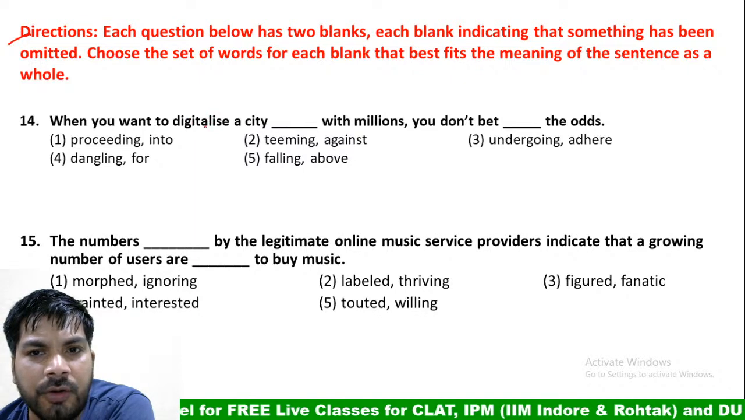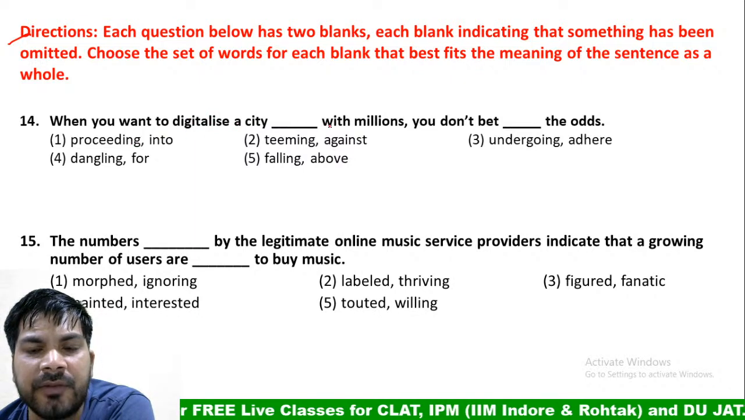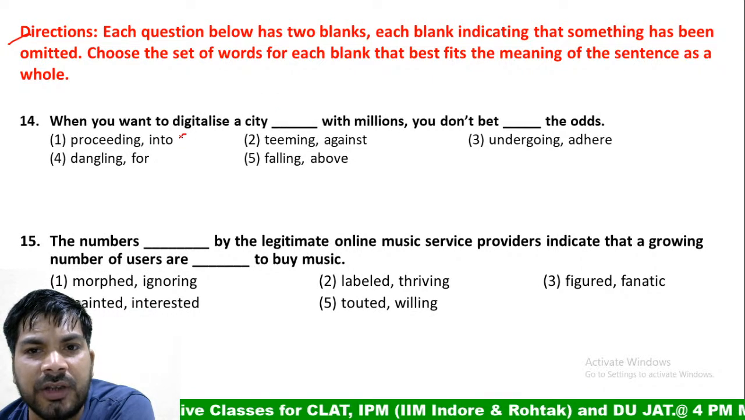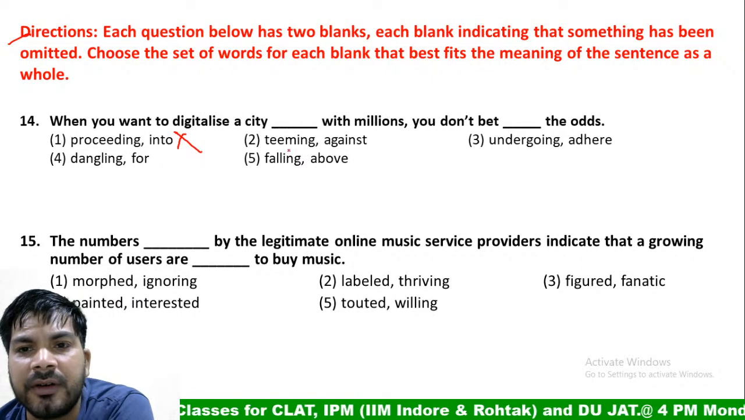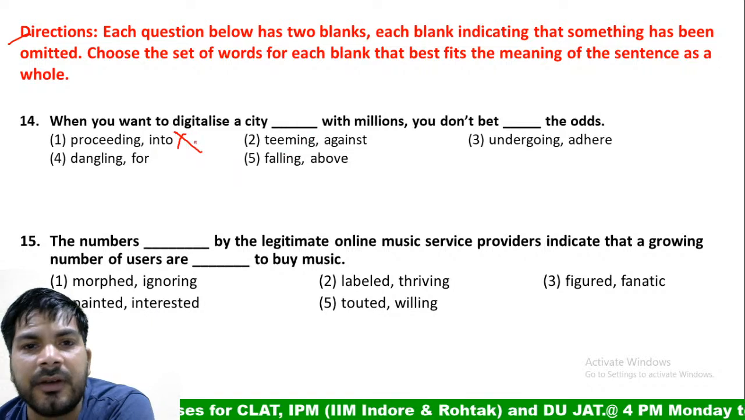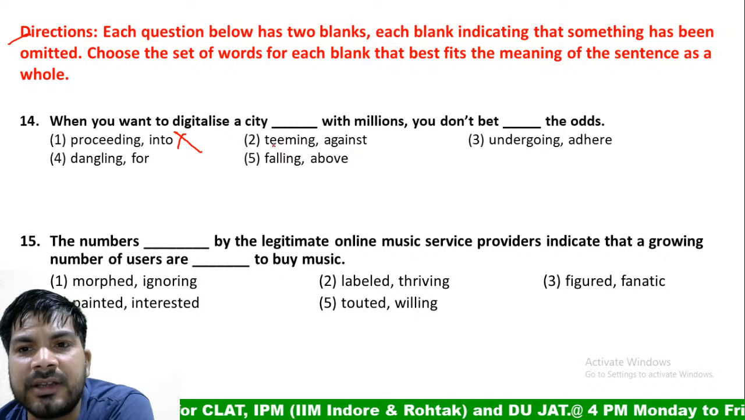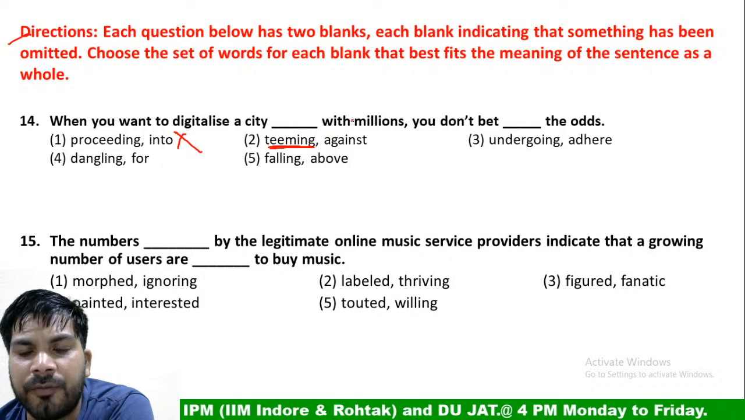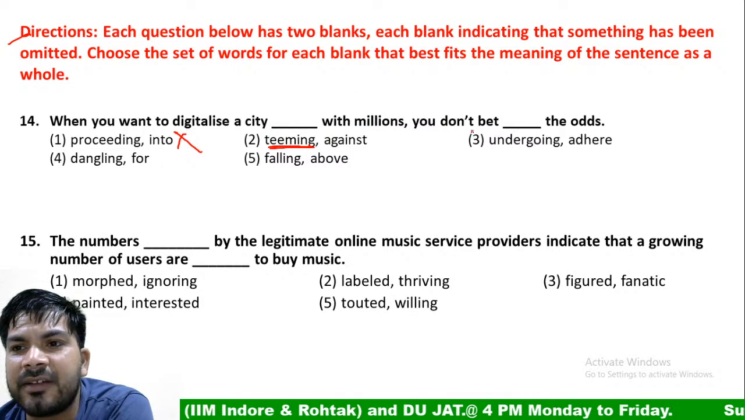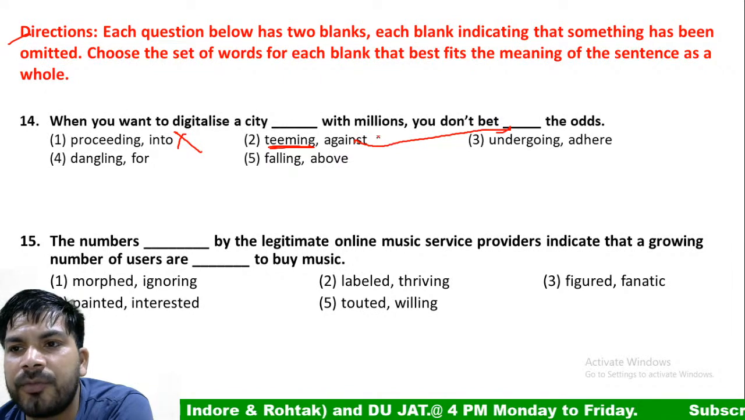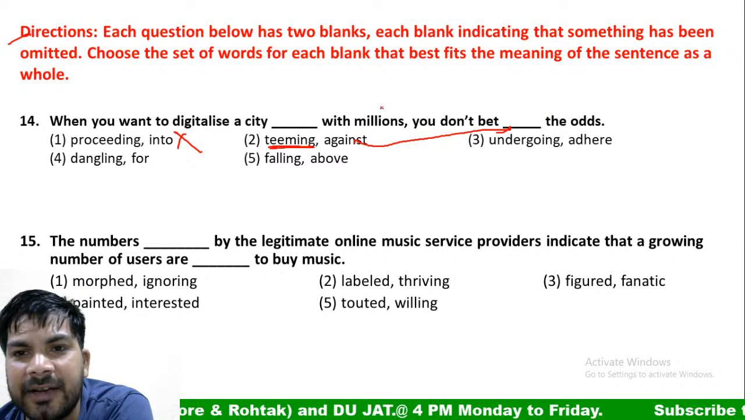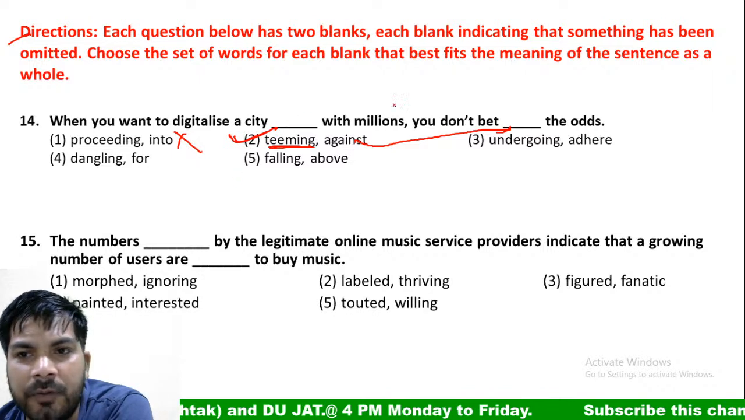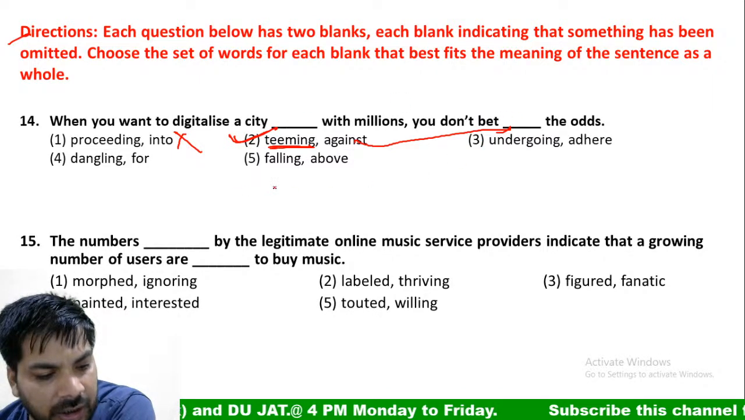First of all, you want to digitalize a city proceeding with millions. You definitely will not proceed into millions, right? When you want to digitize a city teeming with millions, teeming with millions means full of millions of people. You don't bet against the odds, right? Against the odds means you don't see the side effects. So I think the 2nd is the best word which is fitting here, but we'll check out the other options as well.